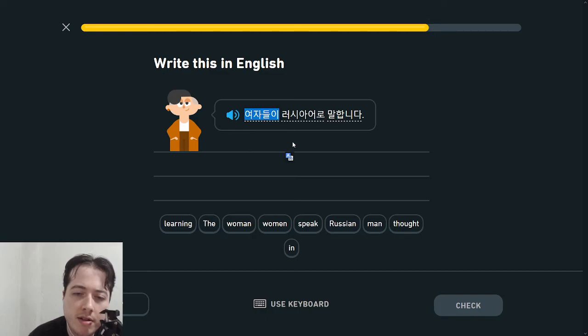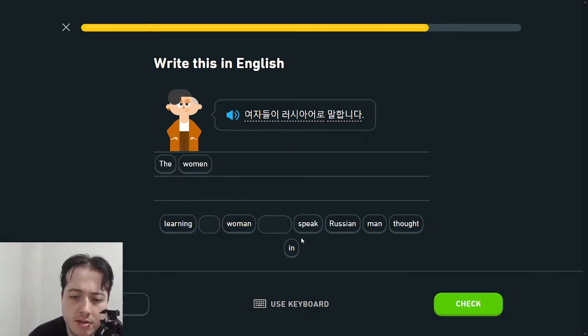여자들이 러시아어로 말합니다. The women talk about Russia, maybe. The women speak in Russian. 여자들이 러시아어로 말합니다. Okay, so the women talk in Russian. I thought it was about Russia, but no. 러시아어로. Ro is in Russian. Okay.